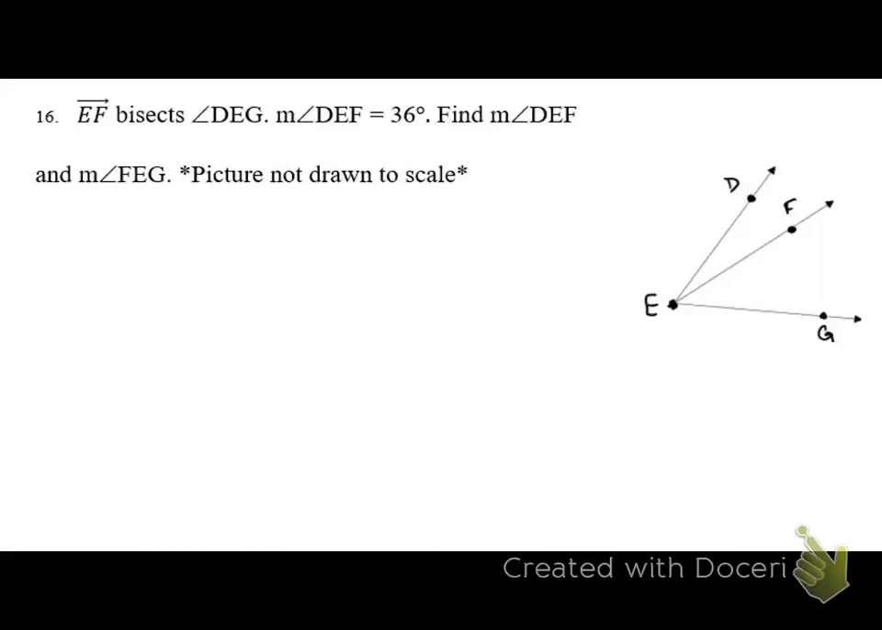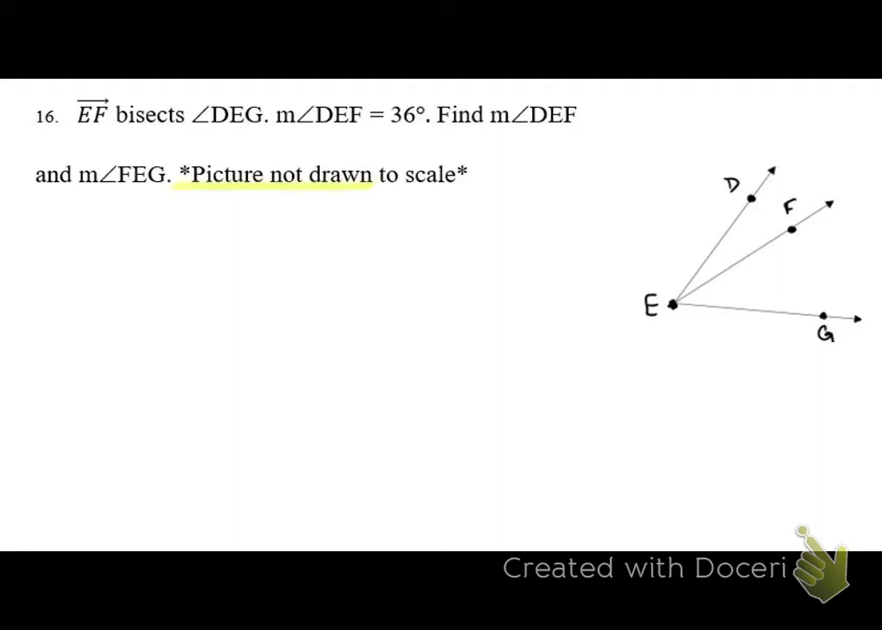So page 3, number 16. EF bisects angle DEG. The measure of angle DEF is 36 degrees. Find the measure of, it says DEF, but it's supposed to be DEG. It's just a typo. And then find the measure of FEG.